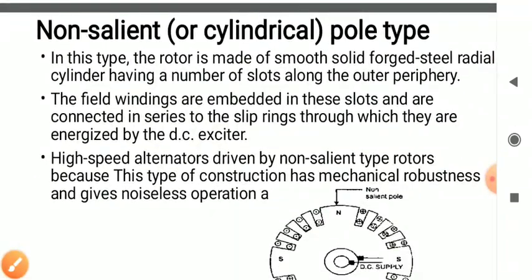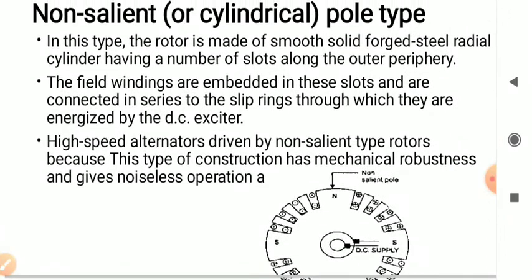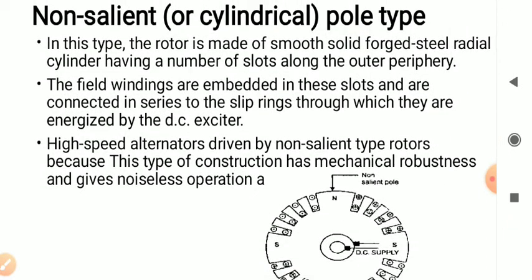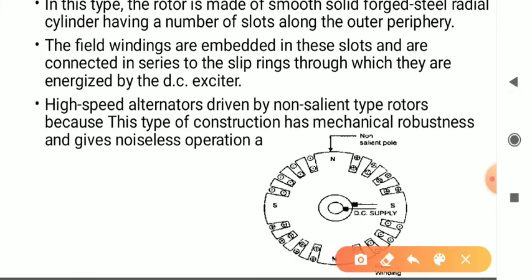But the non-salient pole rotor has a smooth cylindrical outer periphery. Now you can see the construction of the rotor. It has a smooth cylindrical outer periphery with a number of slots, and the field winding is housed in these slots, which is energized by the DC supply.